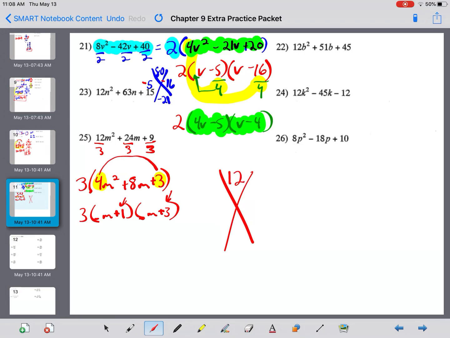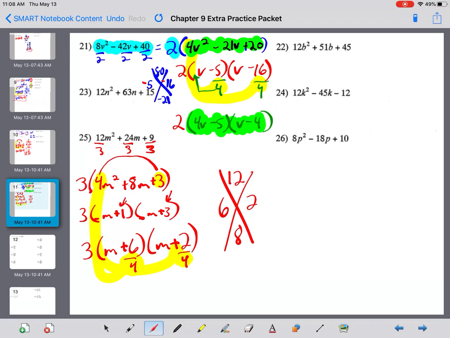It's a method that works for all. So multiplying to 12, 4 times 3 is 12. Multiplying to 12, adding to 8, 6 and 2. Bring down your GCF. So it's going to be m plus 6 times m plus 2. That's not right. This cursed 4. Slide and divide it down. Cursed 4.